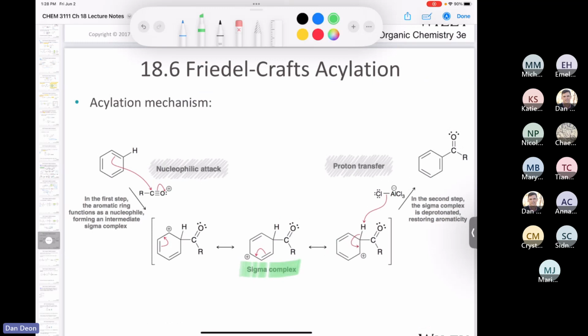That's it. Now, we're missing two things here. So you'd also get HCl and aluminum trichloride at the same time, right? You'd get all three of these things at the end of the reaction.